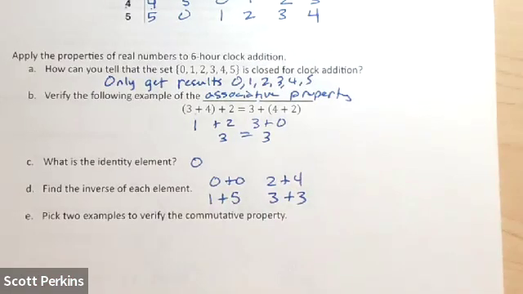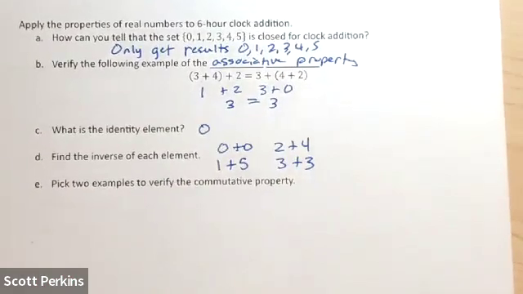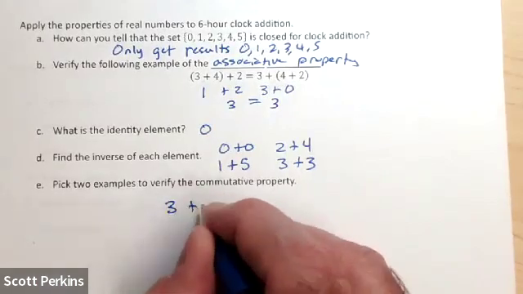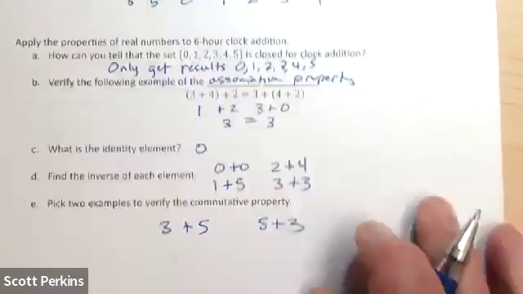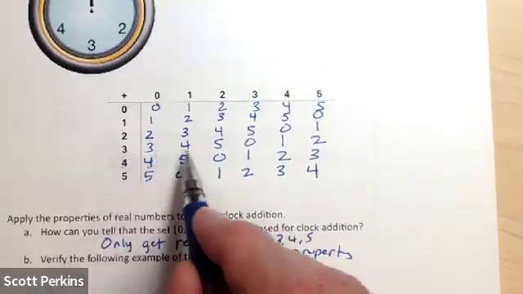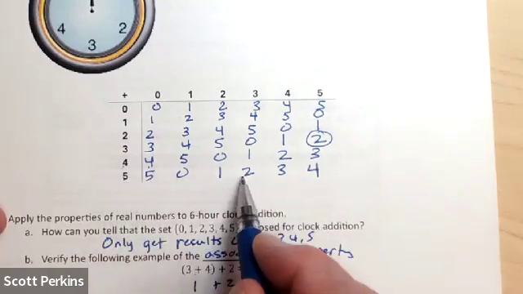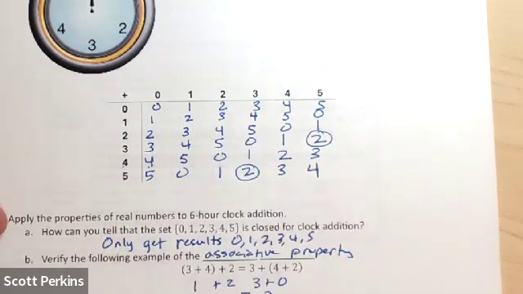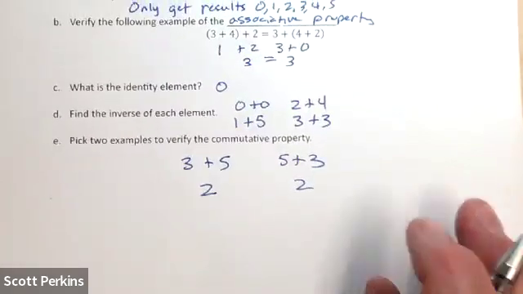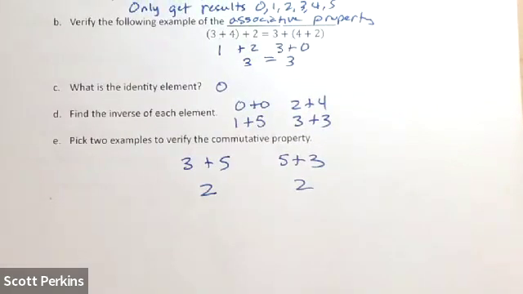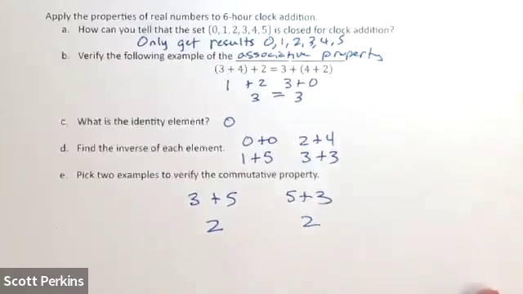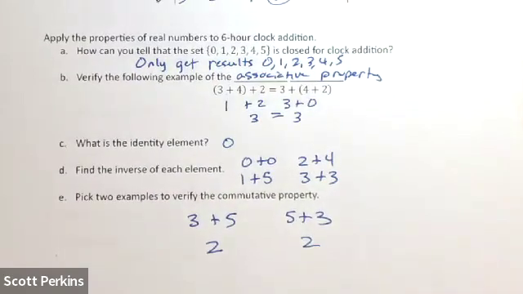And then pick 2 examples to verify the commutative property. I'll do one, but it's easy to verify. So let's just say I have 3 plus 5 and 5 plus 3. When I do 3 plus 5, 3 plus 5 is 2. And then 5 plus 3, 5 plus 3 is 2. And so you get the same thing either way. So that finite set is just a novel way in order to review quickly the properties of real numbers. So I hope that was fun and interesting.